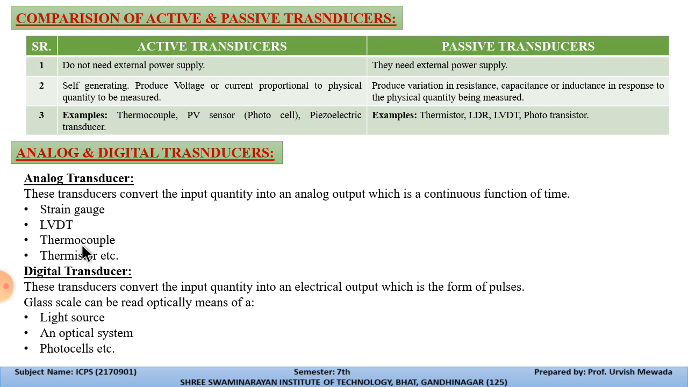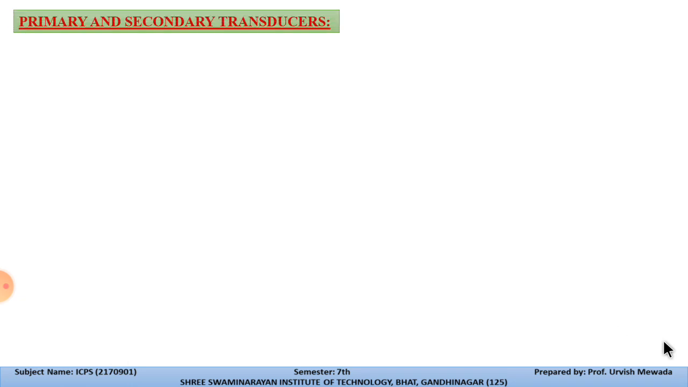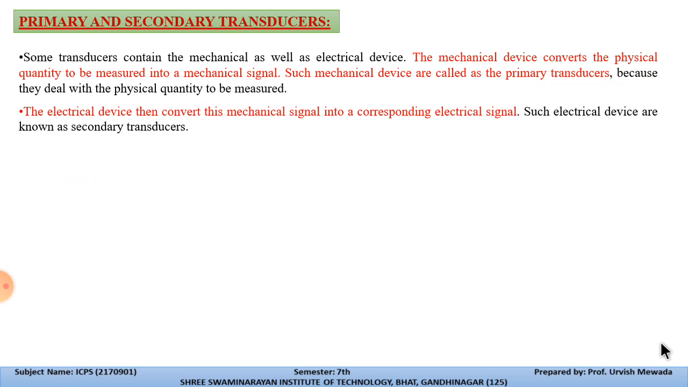And the digital transducer basically converts the input quantity into the electrical output, which is in form of pulses. So it can be sensed by the light source, or it may be an optical system, it may be a photo cell. So these are the names of digital transducer. So the second classification is analog and digital transducer. Now the third classification is primary and secondary transducer.